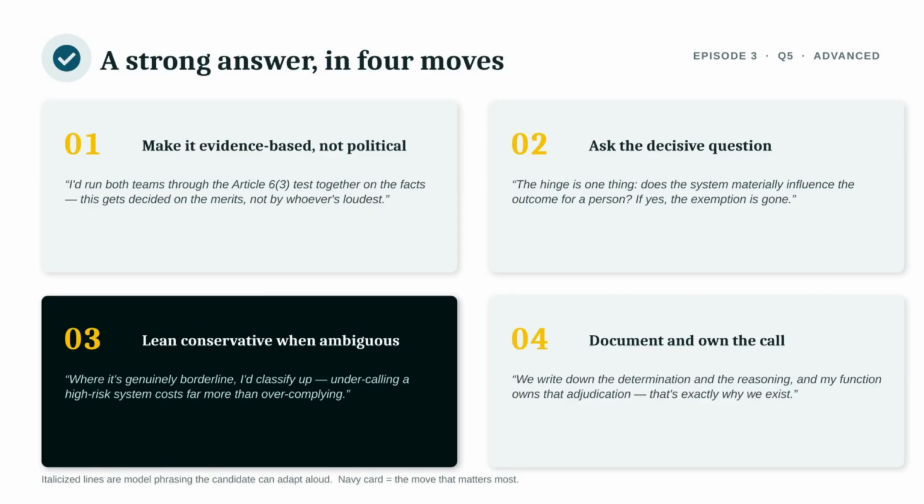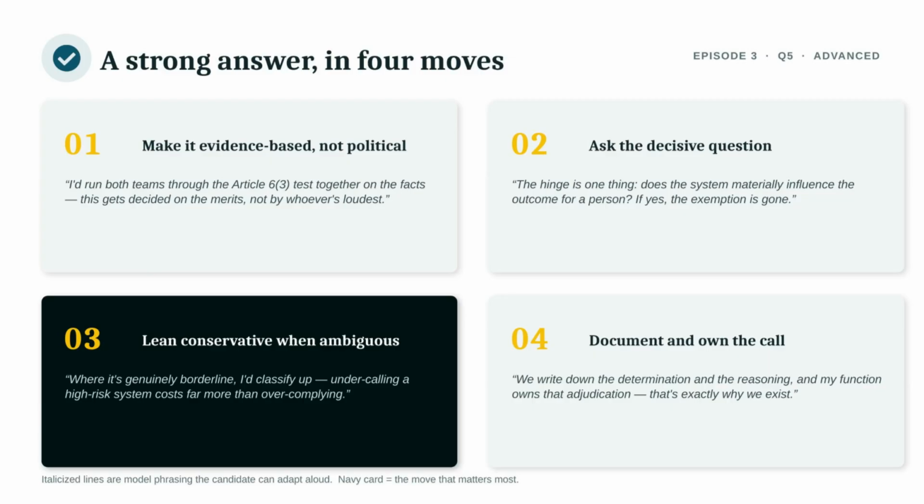Voiceover. I'd take the heat out of it by making it an evidence question, not a turf war. I'd get legal and engineering in the same room and walk the Article 6(3) test together against the actual facts of the system. The decisive hinge is a single question. Does this system materially influence a decision about a person? If the answer is yes, the exemption is gone and it's high risk regardless of the deadline.